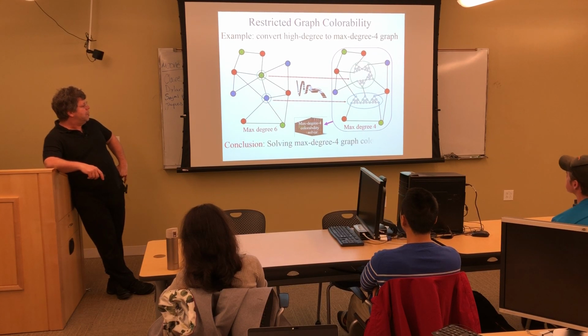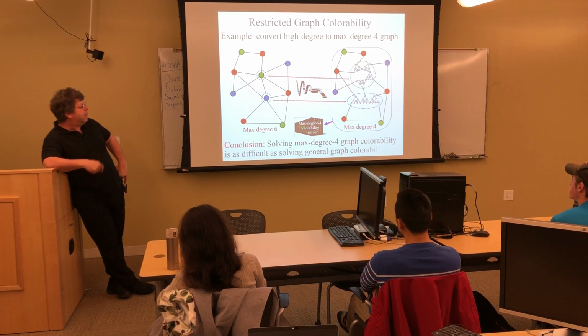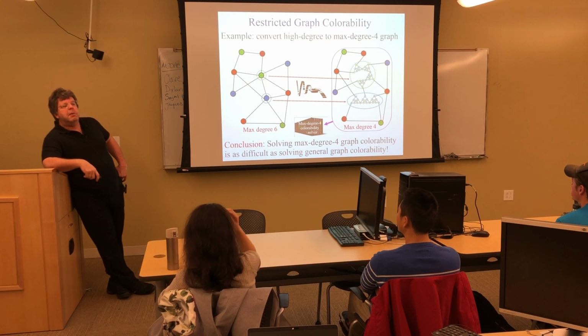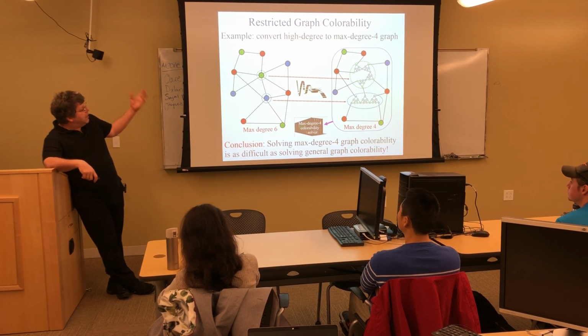So the conclusion is that solving max degree 4 graph colorability is as difficult as solving arbitrary graph colorability. And yet, it's just max degree 4. Remember, max degree 0, 1, and 2 were easy. Max degree 4 is already NP-complete.